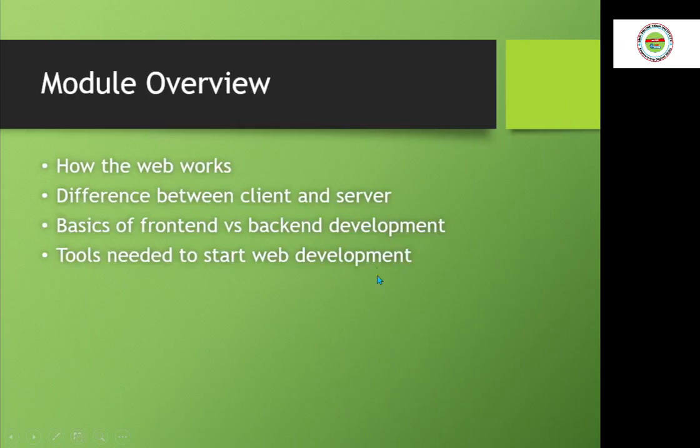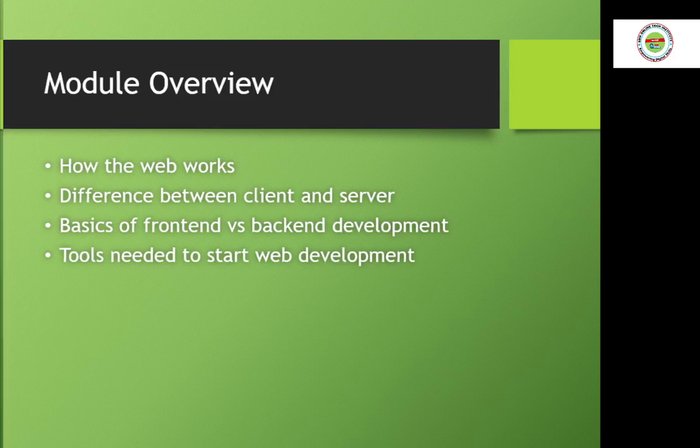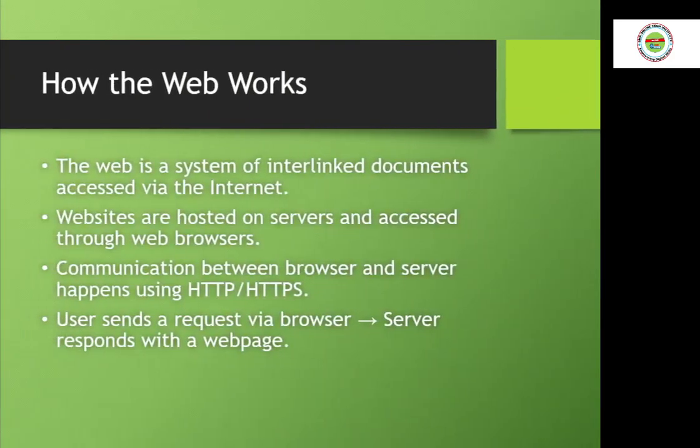So now here is the module overview. This is module one, don't forget. Now, what are some of the things that you are going to expect in this module is to understand how the website works, to understand the difference between a client and a server, and then to understand the basics of front end versus back end development, and then understand tools needed to start web development for you to be able to create files and run them in the internet. What are some of the tools that we use in order to be able to combine different logics in order to be able to present them in the internet? So first of all, we start with how the web works.